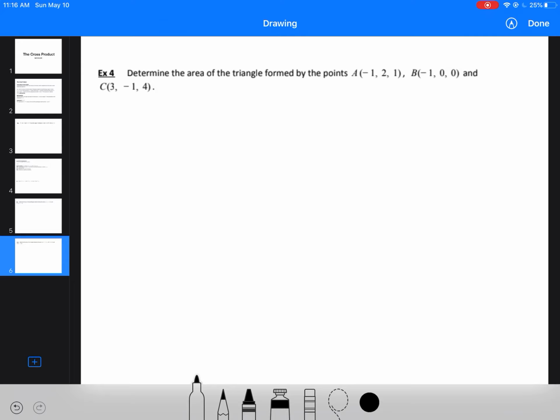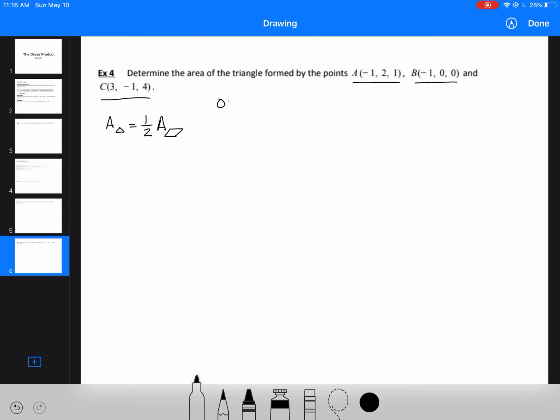Okay, one more example. Here we're going to determine the area of a triangle formed by the points A, B, and C. So now what we need is the area of the triangle. So you probably remember that the area of a triangle is going to be 1/2 of the area of a parallelogram created by those same 3 points.